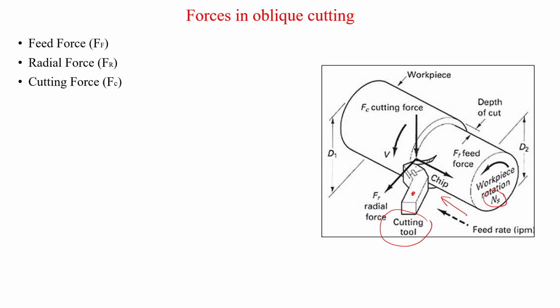Now see, when the tool is cutting, for example, I'm drawing it here. This is a workpiece, which is rotating, and this is the tool which is reducing the diameter of the workpiece. The workpiece is moving in this direction with speed n, and the tool is continuously feeding in this direction with a feed rate f. Right? So if we consider a point, for example, let's consider this point.